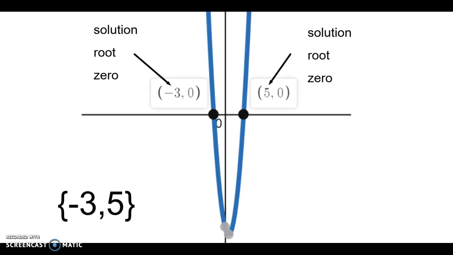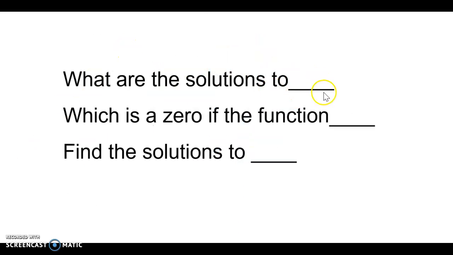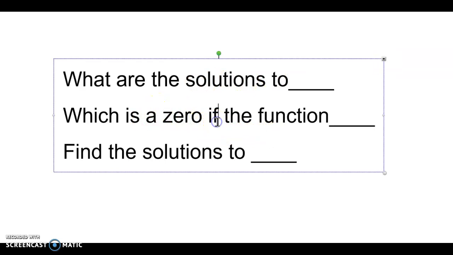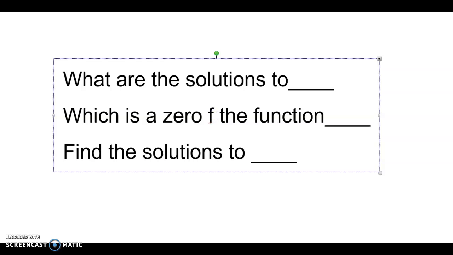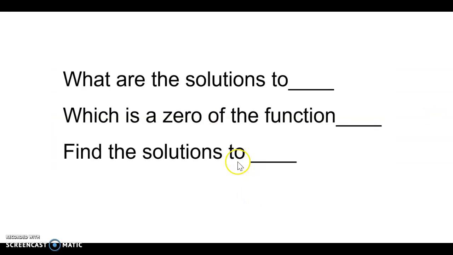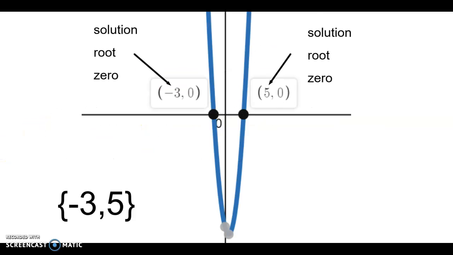Other ways you might be asked to get answers to this type of problem is if they say, what are the solutions to? Which is a 0 of, they should say of, sorry, which is a 0 of the function, or find the solutions to. Whenever you see a form of this question, we just go to Desmos, type it in, and click on my x-intercepts.